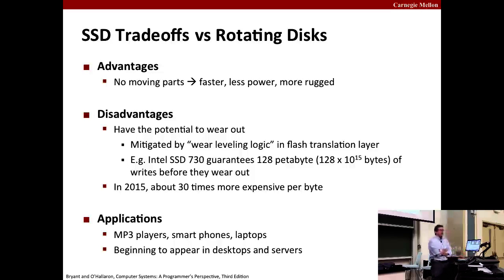Okay, so SSDs, because they have no moving parts, they're faster, they take less power, they're more rugged, which is why they're good for thumb drives and iPods and things like that. But they have this potential to wear out, which could be a problem, but in practice it's not. For example, Intel guarantees that you can do 128 petabytes of writes before your SSD is no longer good. So that's a lot of data to write. I mean, think about how many years it would take to write that much data. And as of 2015, as of now, they're a lot more expensive per byte than rotating disks. So rotating disks are much bigger, but they're slower. SSDs are smaller and they're faster.